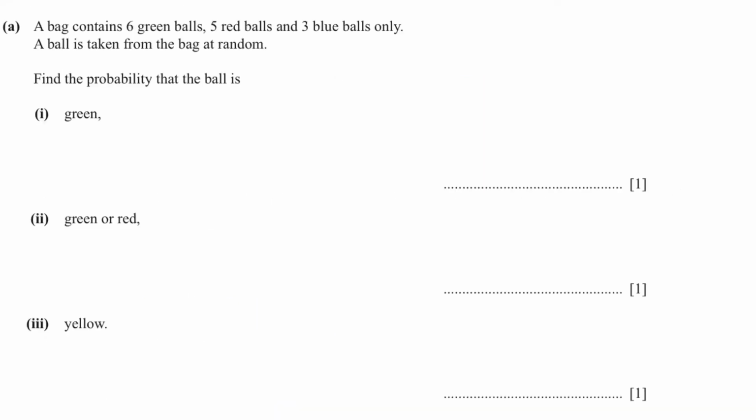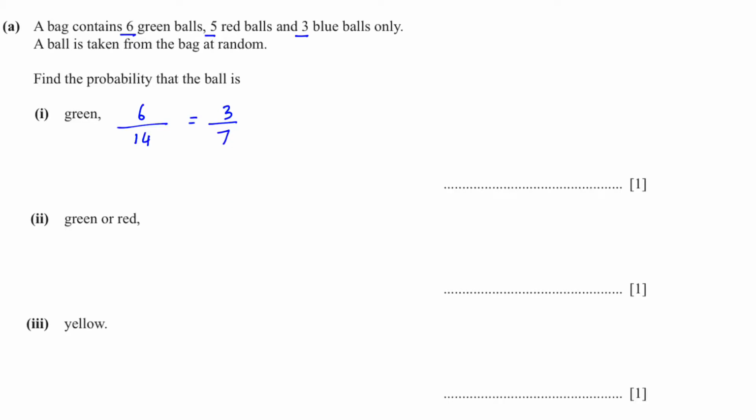This is a probability question. A bag contains 6 green balls, 5 red balls, and 3 blue balls only. A ball is taken from the bag at random. Find the probability that the ball is green. So we have how many balls? 6 green balls. And the total number of balls are 6 plus 5 plus 3, that is 14. So 6 over 14. You can simplify it or leave it the way it is.